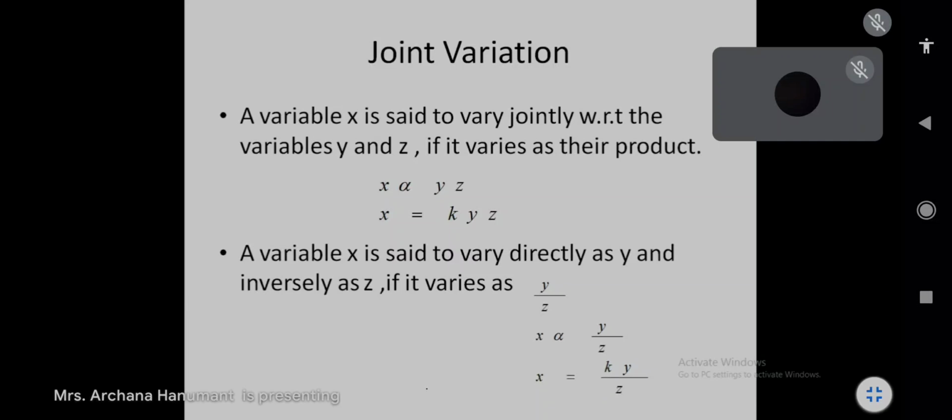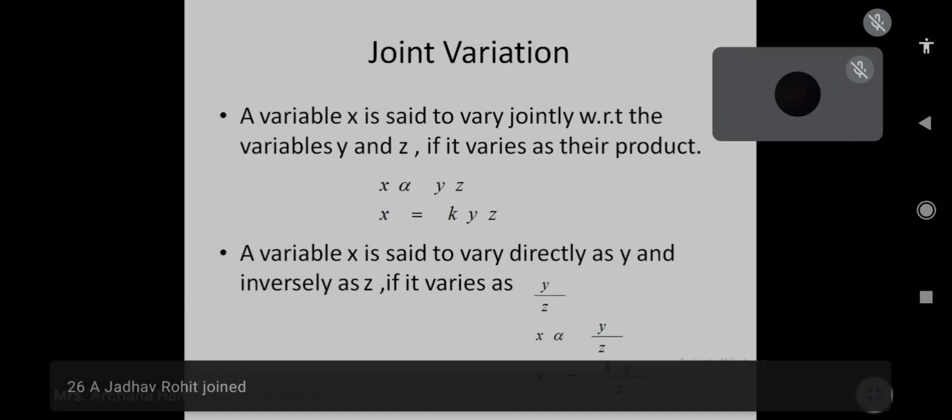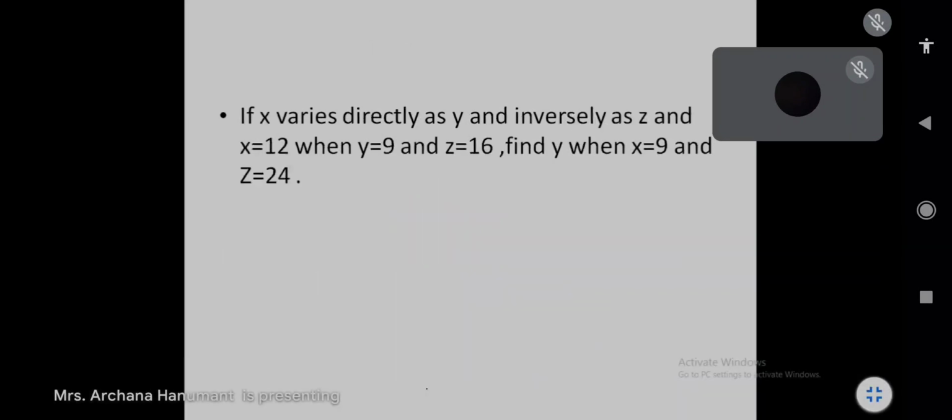Joint variation can also be taken with inverse variation. A variable x is said to vary directly as y and inversely as z, then it varies as y upon z. Okay, so x is proportional to y upon z and x is equal to k into y upon z. Depending on this, there is another example.